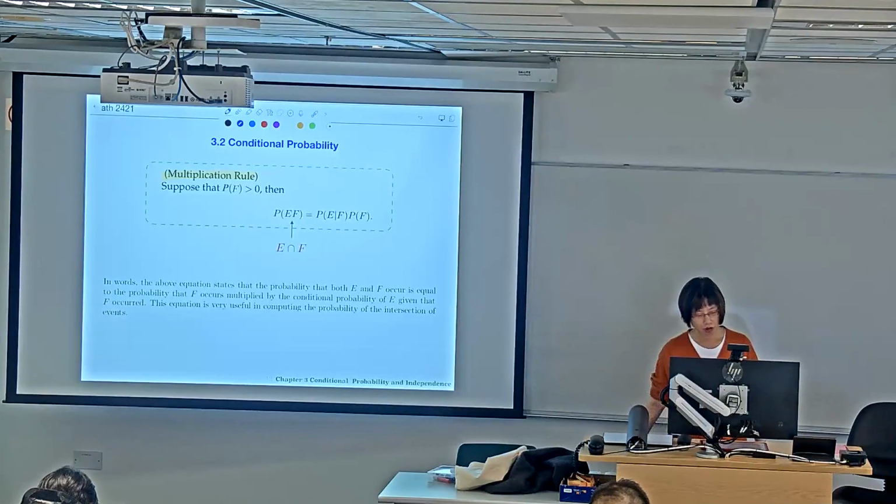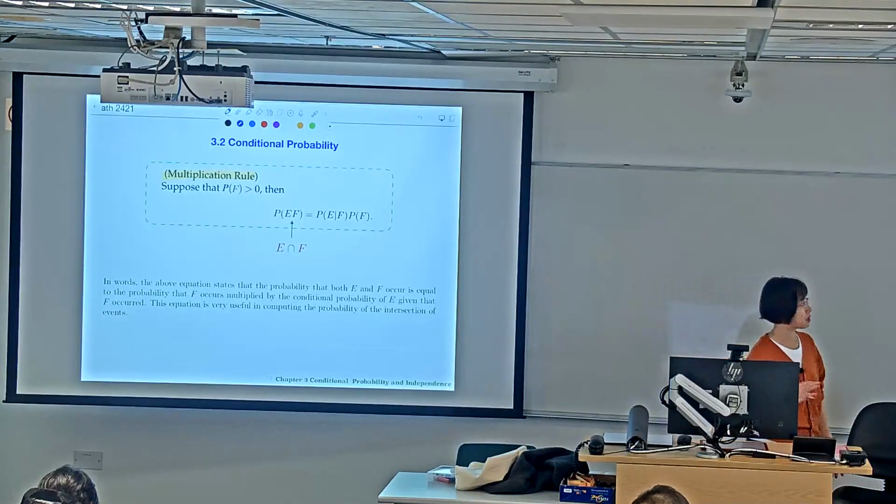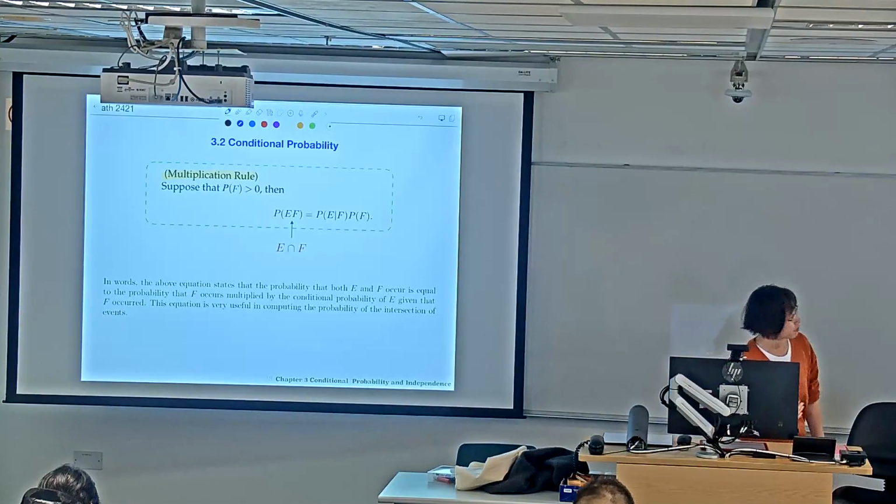Okay, so now we have two formulas. The first one is to compute the probability of the union of two events. You have the sum rule formula. And if you want to compute the probability of the intersection of two events, you can use this conditional probability.